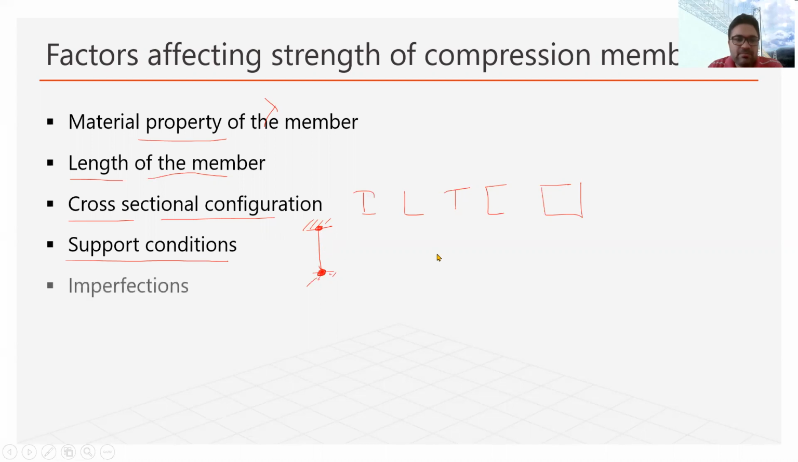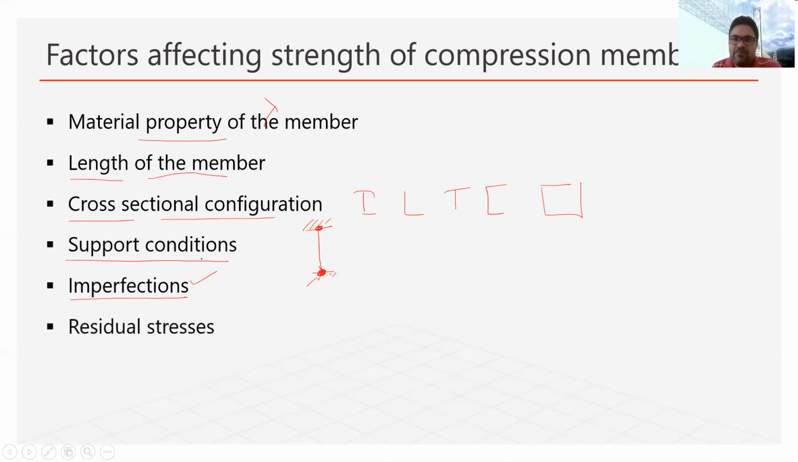Then the next thing is imperfection. Euler has considered that his column will be an ideal column with no imperfection, but in practice, a column has some imperfection also. We will see in more detail what imperfection is.